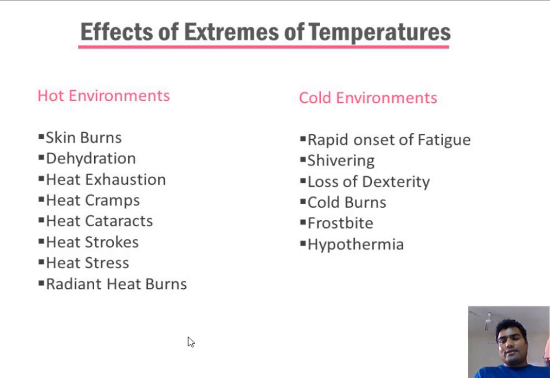And in a cold environment, rapid onset of fatigue may occur. Shivering, that means shaking of our body. Loss of dexterity: if you are trying to catch something, it may be out of your control. Cold burns and frostbite, hypothermia. These are some of the effects which may occur in our body.